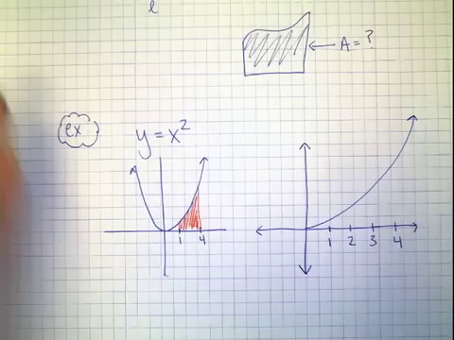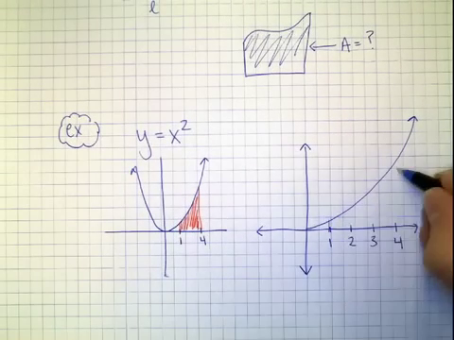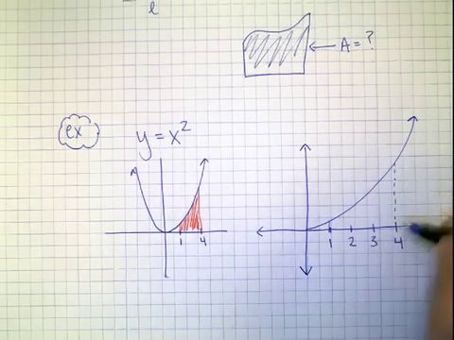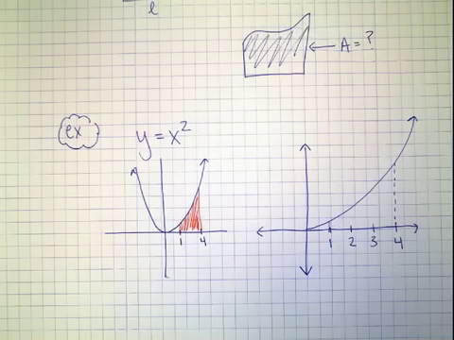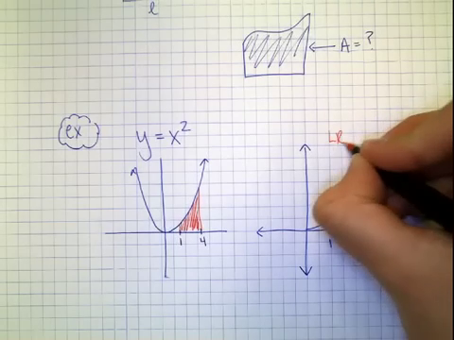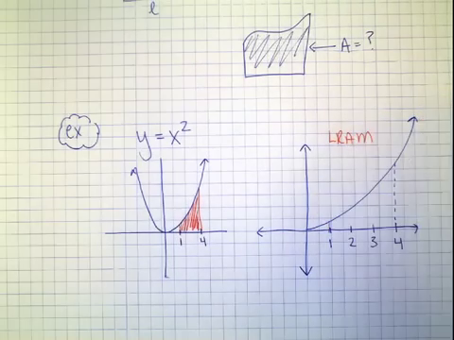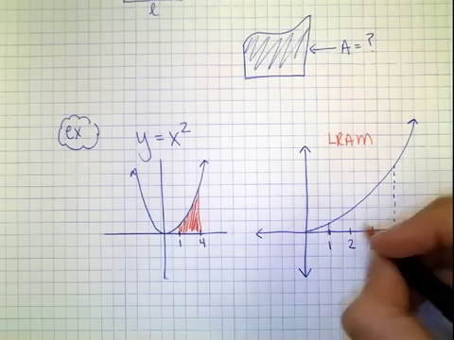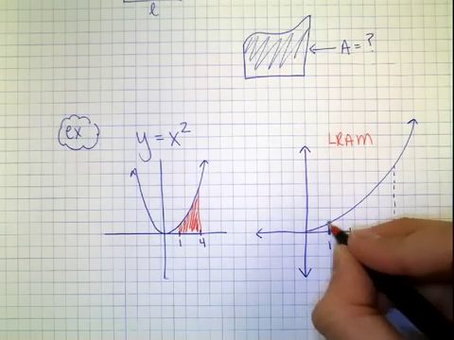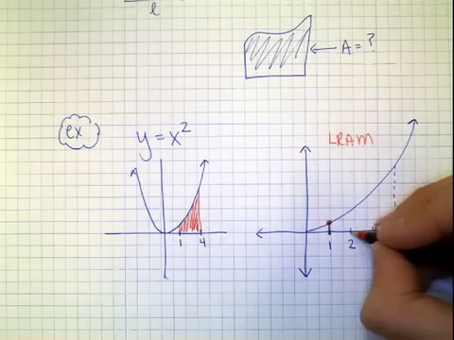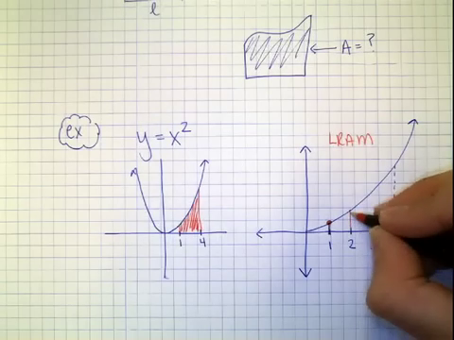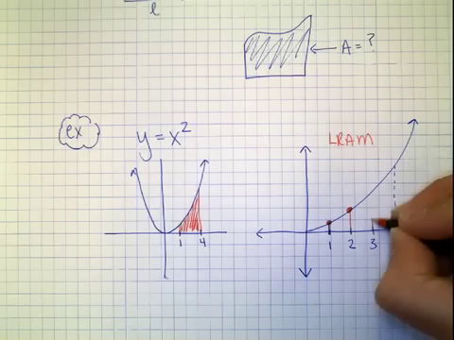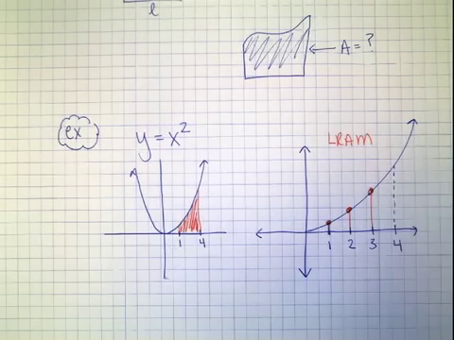If I want the area from 1 to 4, I'm going to break it up into little rectangles because I know how to find the area of a rectangle. It's length times width. And I'm going to do that using something called an LRAM. LRAM stands for left. I'm going to use the left side. If I start at 1, 1's on the left of all these numbers. I'm going to go up to 1 and put a point on the graph. Then I'll go to 2, up to 2, put a point on the graph. 3, up to 3, put a point on the graph.